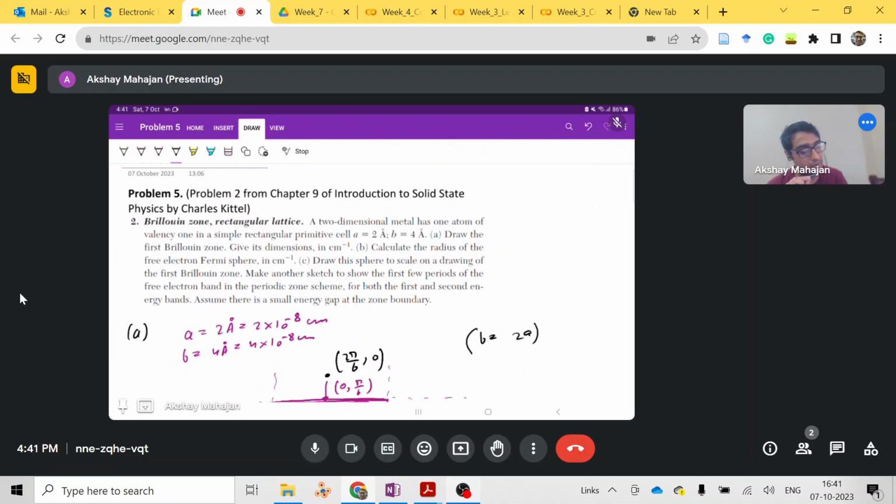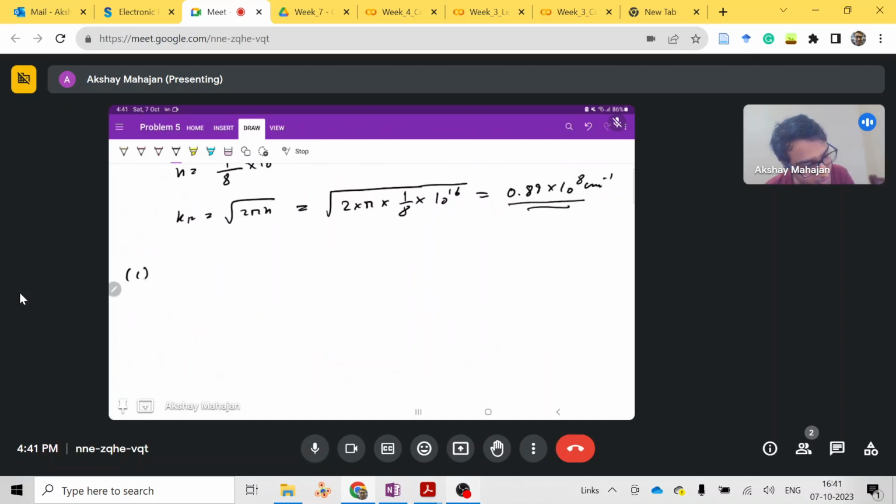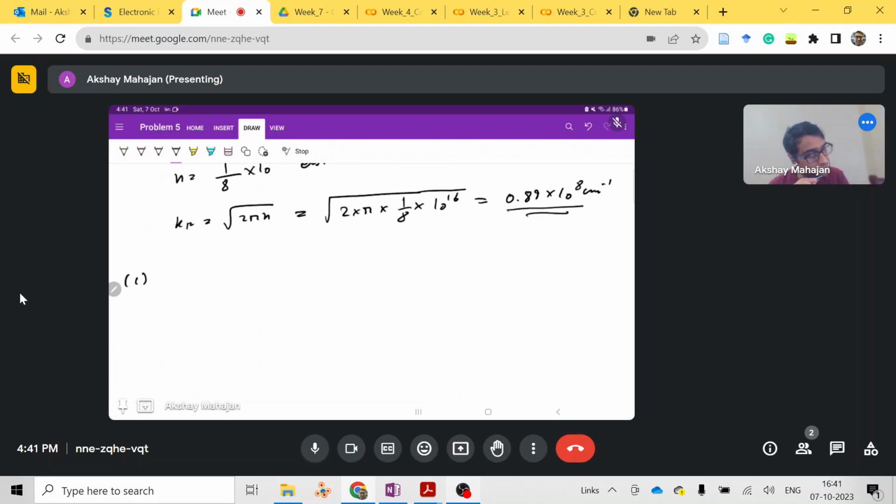So whatever our drawing of the first zone, we have to draw it to scale, and make another sketch to show the first periods of the free electron band in the periodic zone scheme for both the first and the second energy bands. Assume there is a small energy gap at the zone boundaries. Okay, so in the C part, now we have to draw our Fermi sphere. These units are in centimeter inverse, but I will just keep it like this only, not change it.